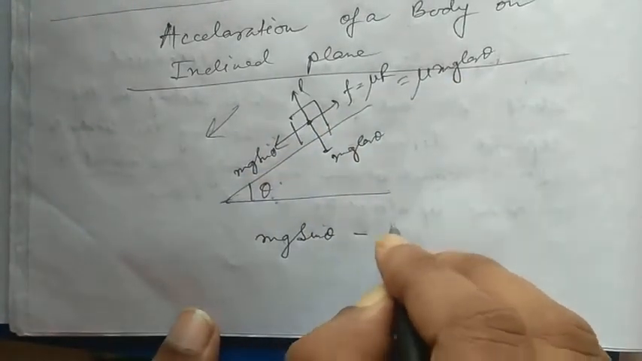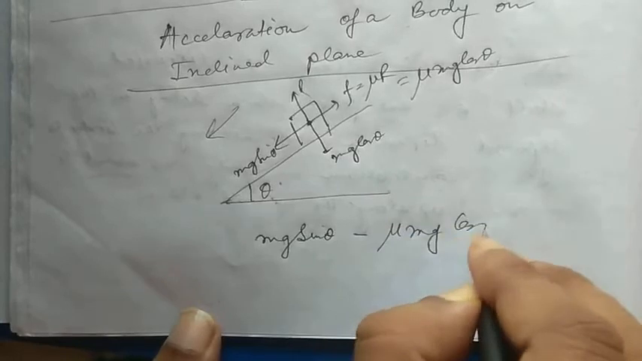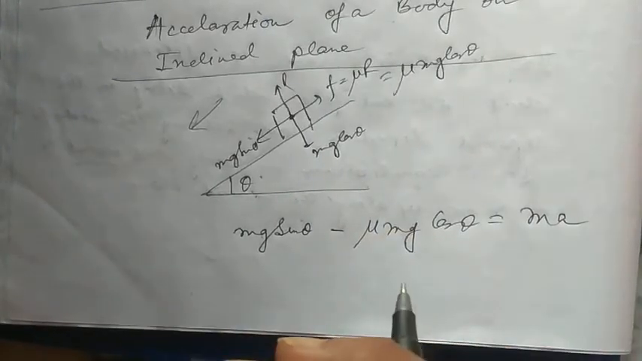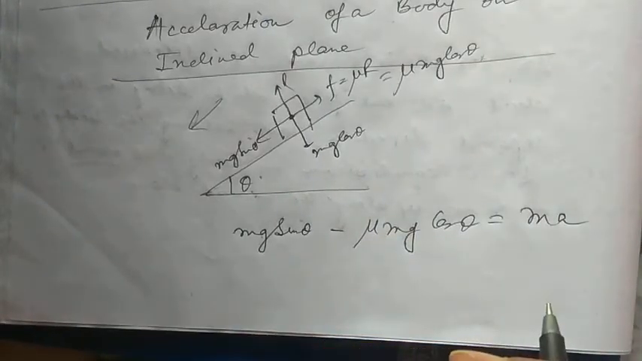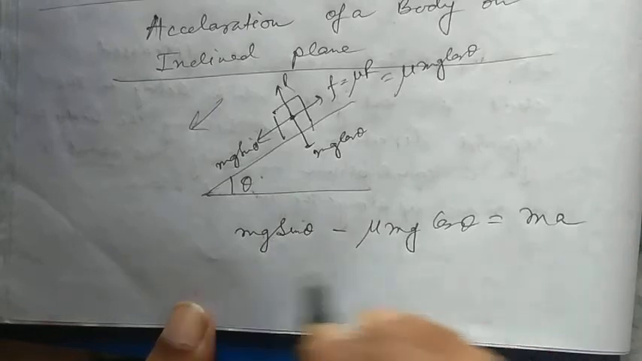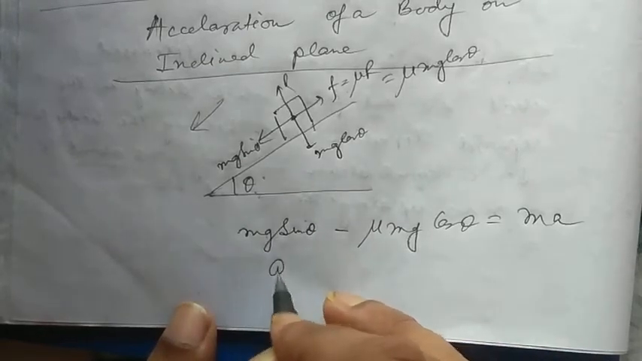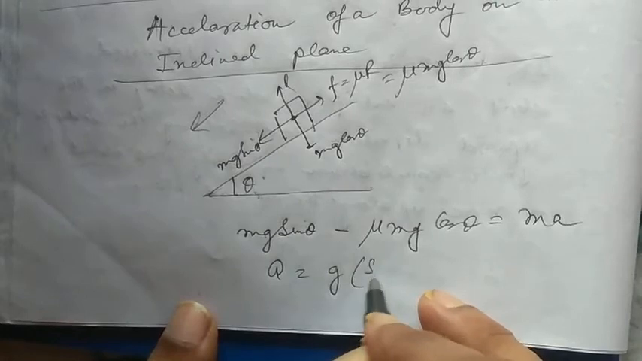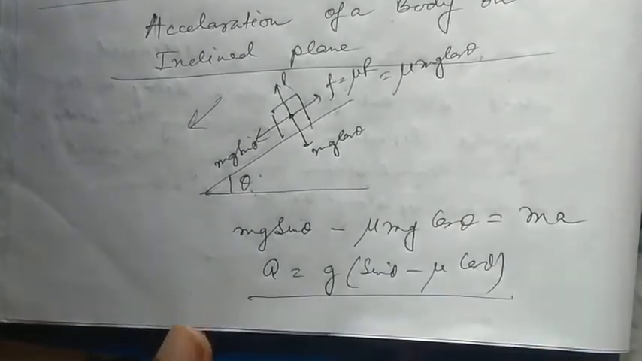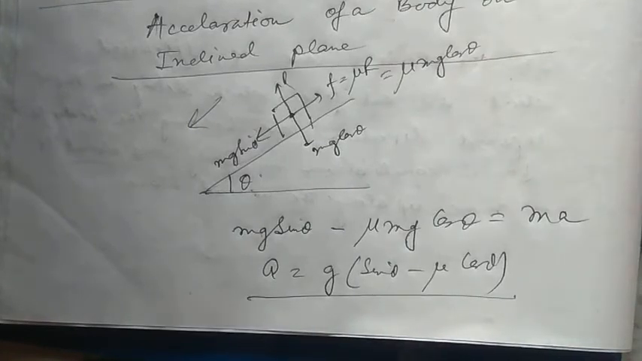So the resultant force acting downwards will be mg sin theta minus mu mg cos theta. We equate this with ma, because this resultant force is the force which will develop acceleration in the body. So eliminating m from this equation and taking g common, a equals g into sin theta minus mu cos theta. This is the expression for the acceleration of a body trying to fall downwards or falling downwards.